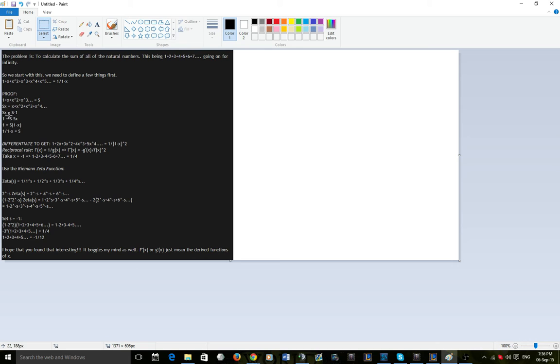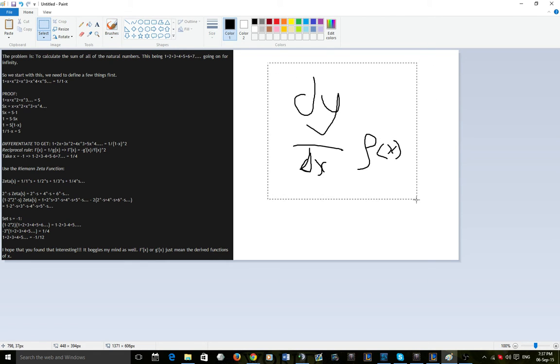So s multiplied by x equals s minus 1. So rearrange: 1 equals s minus sx, and then factorize: 1 equals s, brackets 1 minus x, so s equals 1 over 1 minus x. Now that we've got this out, we want to differentiate. Now differentiate, it is dy over dx of f of x. Beautiful. So, how do we go about doing it?